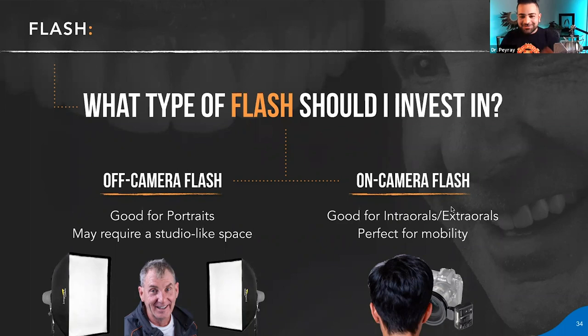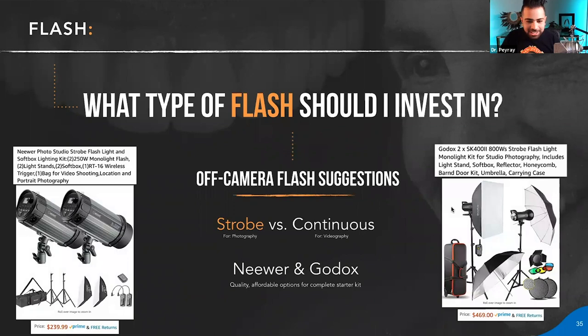For the off-camera flash suggestions, on the left is a good setting. I honestly think the one on the right is a little too expensive. You don't need all of this, but at the same time, you do need to get some good lighting in your system. Strobe lights are great for photography, and continuous light is great for videography. You could do both with either one of these. Whenever you get those, you can turn on the light and it would be continuous, and you could sync it to your camera so that whenever you take pictures, they will sync in. So these are the off-camera flash suggestions.